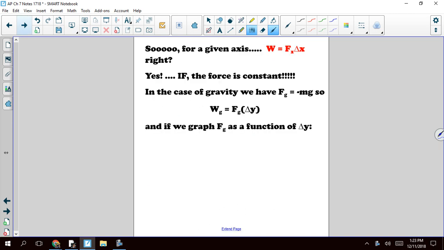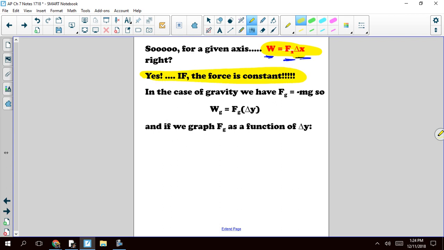One of the things that we've learned at this point is that if you've got a force along some axis and displacement along that same axis, you can calculate the work done by that force by multiplying the magnitude of the force along that axis times the displacement along that axis, right? Yes, but that is only true if the force is constant. Remember, this equation here is only valid if the force is constant.